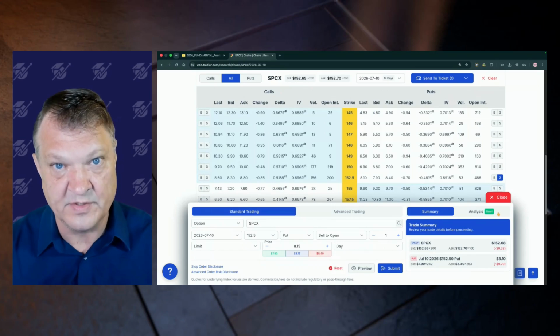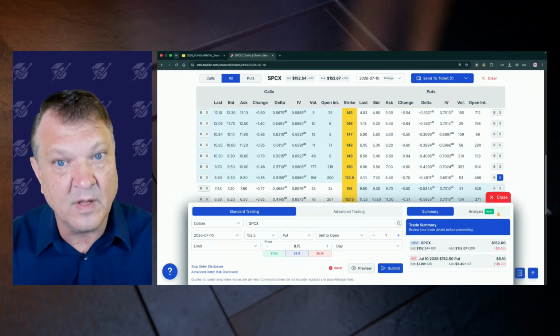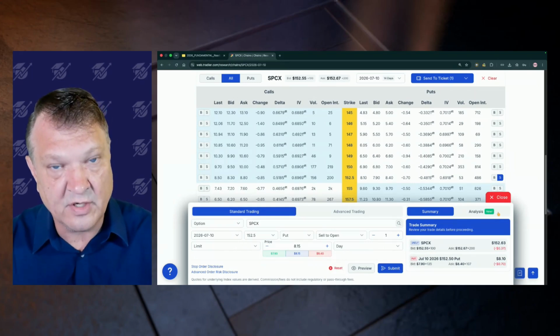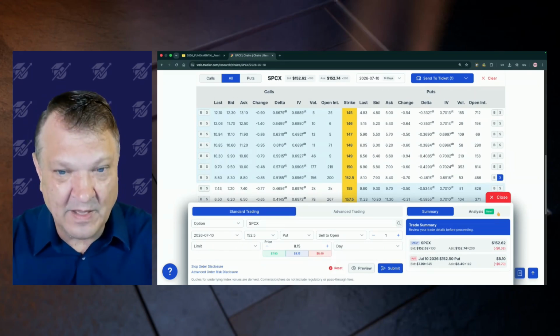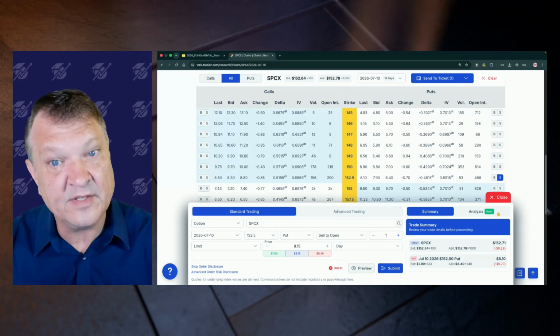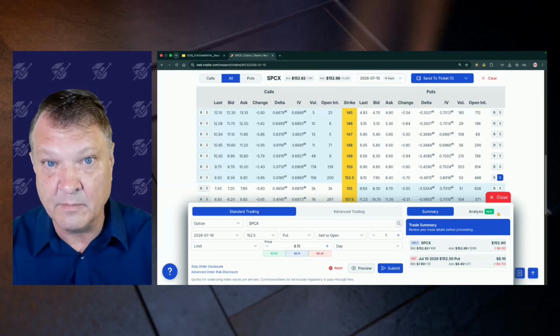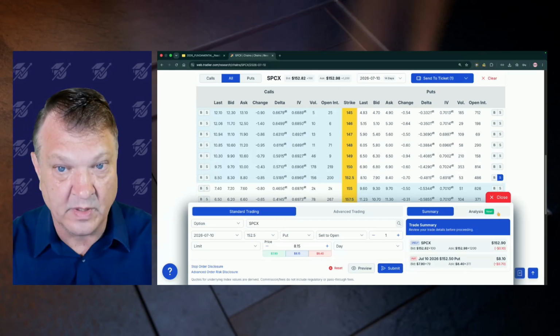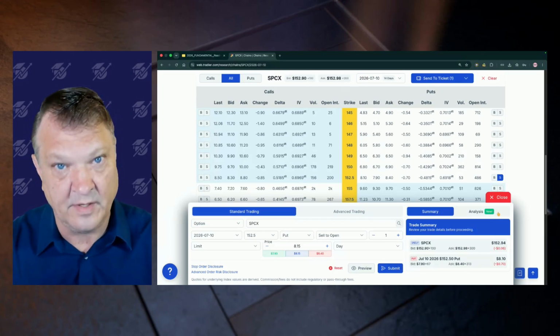Cash secured puts are, if you fill out the option trading application for your retirement account, one of the lowest levels that most people will be approved for. So this is a strategy that you can do in a retirement account.